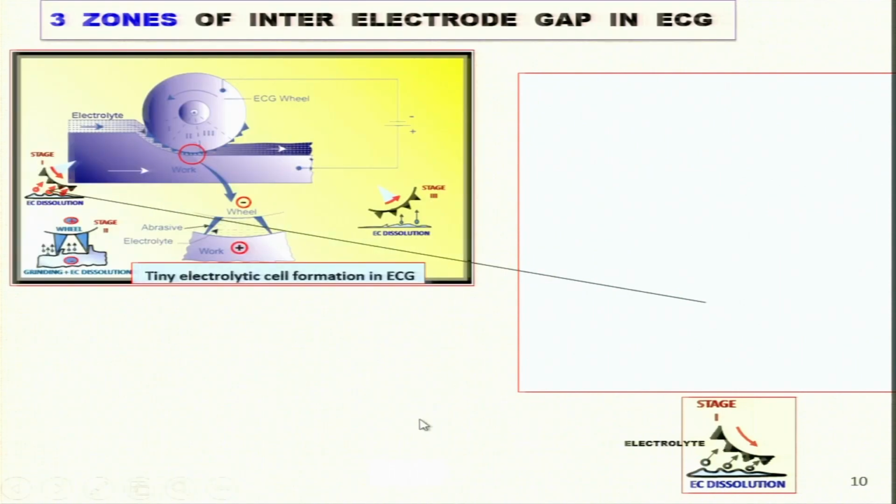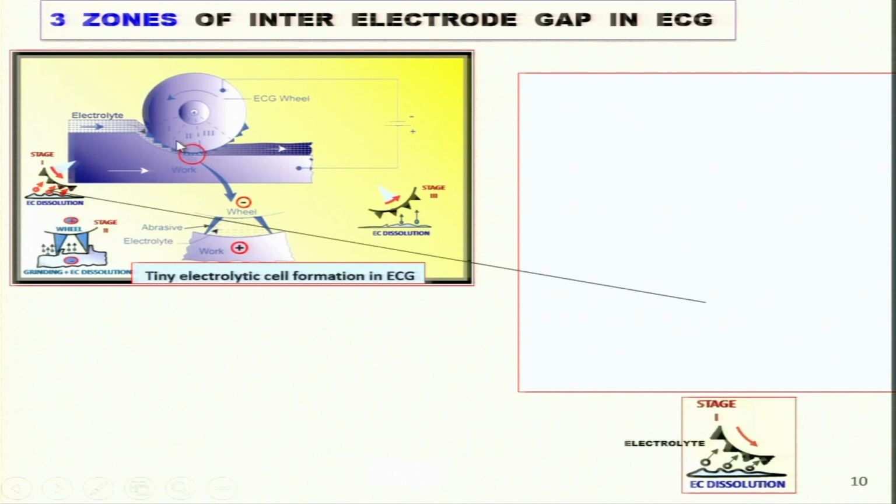Now, 3 zones, this is important to understand now. These 3 zones I have shown here. In zone 1, as you can see, in this area that is shown over here, there is no contact of the abrasive particles with the workpiece surface, and whatever material is being removed is removed due to electrochemical dissolution.